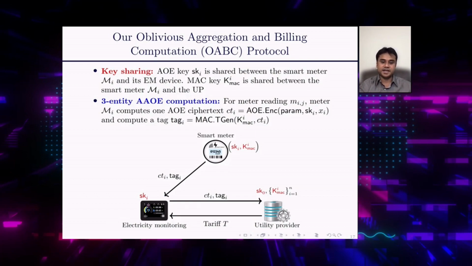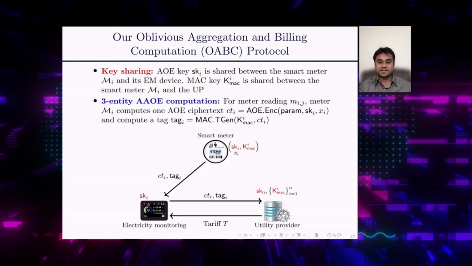There are actually three entities in our system: the smart meter, an electricity monitoring device, and the utility provider. We shared the key in such a way that the utility provider cannot learn the individual metering data, and the electricity monitoring device, which is located at the customer's house, should not alter an AOE ciphertext. So this is the fundamental idea.